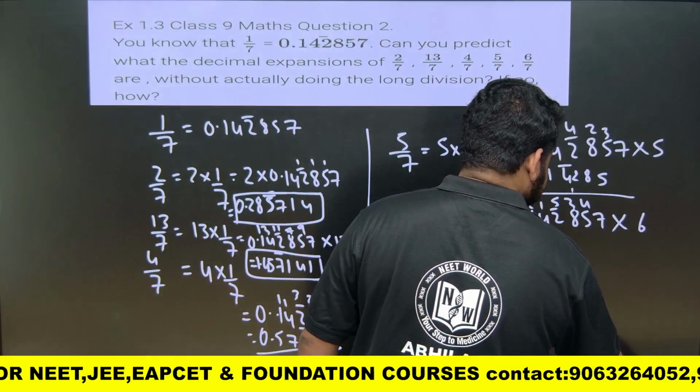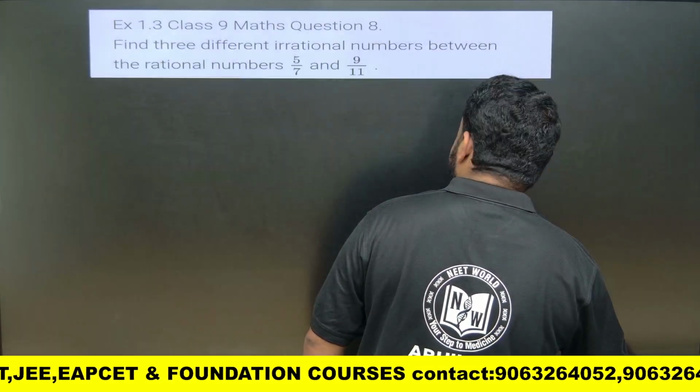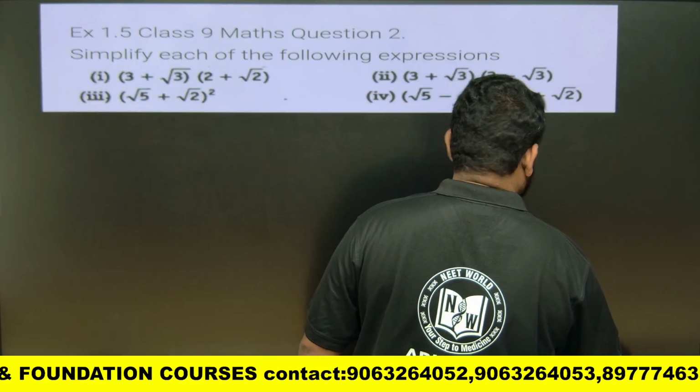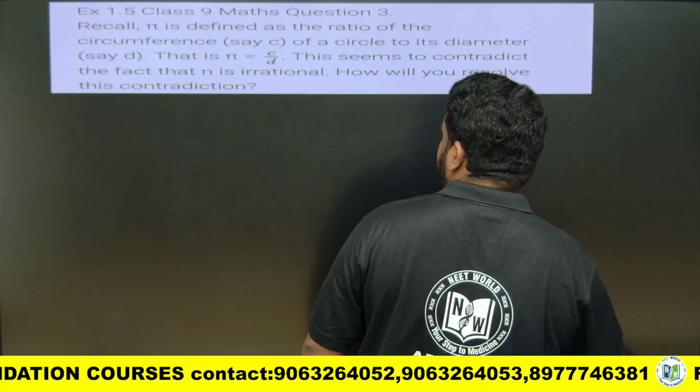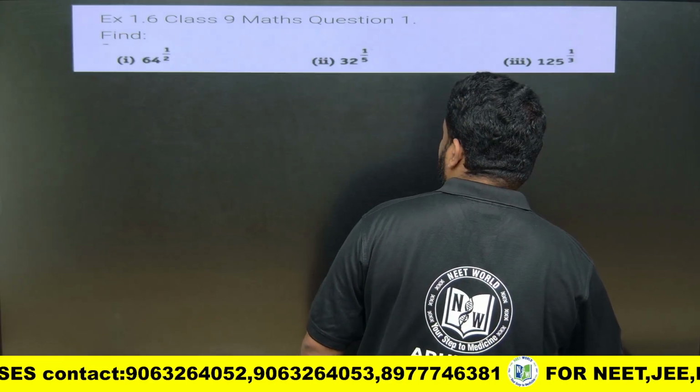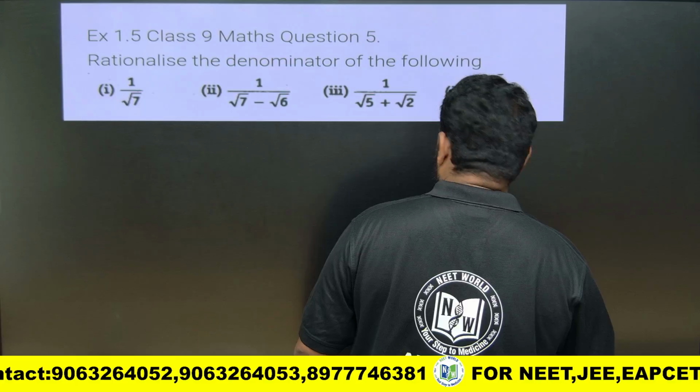Now when it comes to exercise 1.4, we are doing this question. This was already done. This also we learnt: simplification of irrational numbers. Pi also, and the method of contradiction to prove irrationality. These things also we learnt.